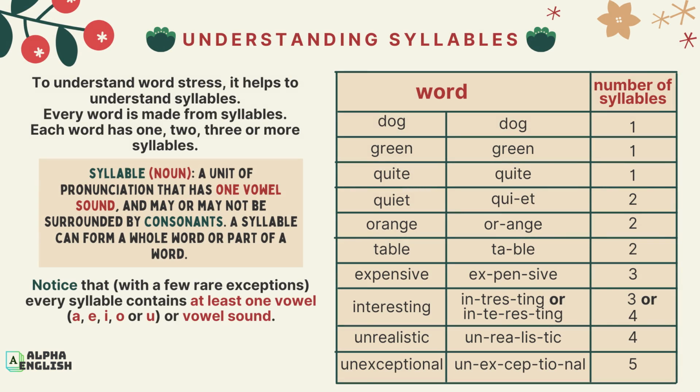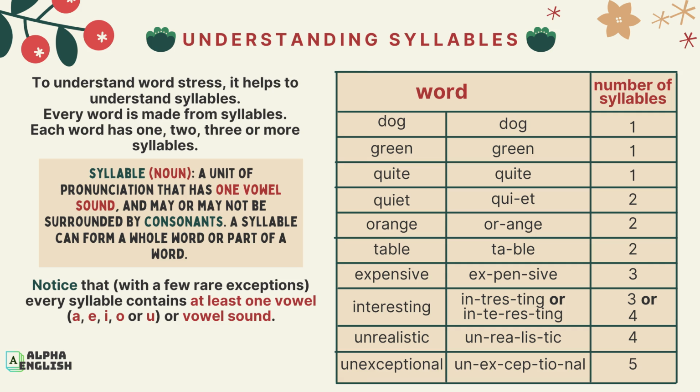Understanding syllables. To understand word stress, it helps to understand syllables. Every word is made from syllables. Each word has 1, 2, 3 or more syllables. A syllable is a unit of pronunciation that has one vowel sound and may or may not be surrounded by consonants. A syllable can form a whole word or part of a word. Dog, green, quite, quiet, orange, table, expensive, interesting, unrealistic, unexceptional.